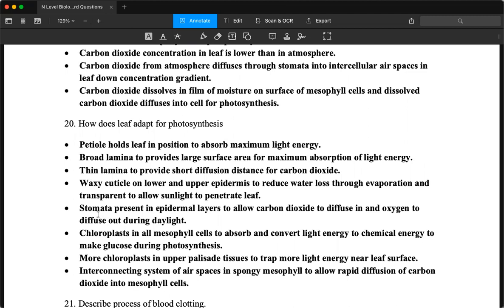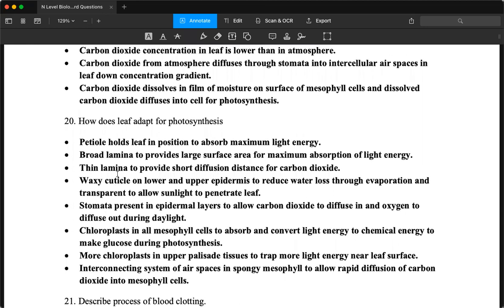Stomata is heavily mentioned in this topic because of its importance to allow the movement of gases and water vapor. Stomata will be present at the epidermal layer to allow the carbon dioxide to diffuse in and oxygen to diffuse out during the daytime. That is what happens during photosynthesis.